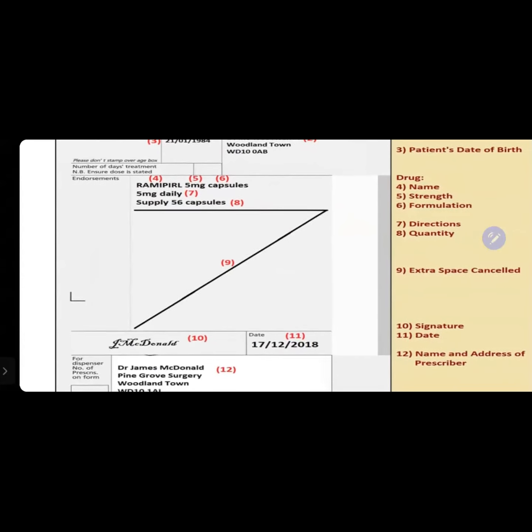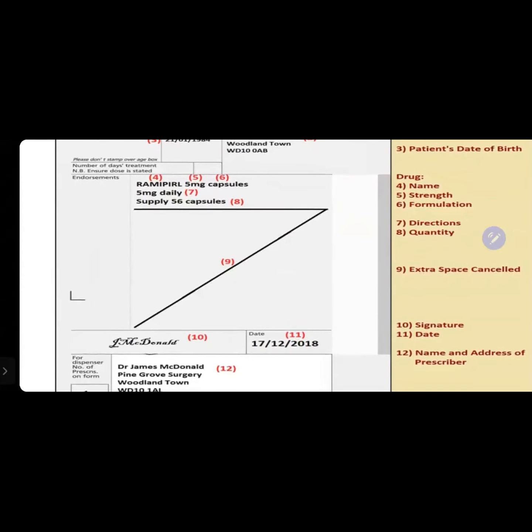Now comes the endorsements. Here you will be writing your drug. In the yellow portion, you can see, first of all, we are going to write the name of the drug. The name of the drug should be written in capital letters. For example, RAMIPRIL in capital letters. What should be our next thing? It should be the strength. For example, 5 milligrams, or for example, 10 micrograms, right? So this is the time where you are going to write the strength.